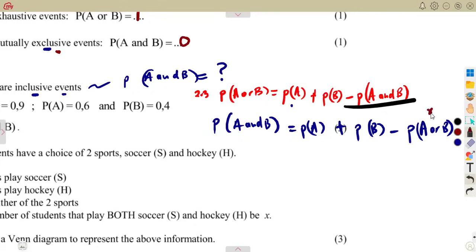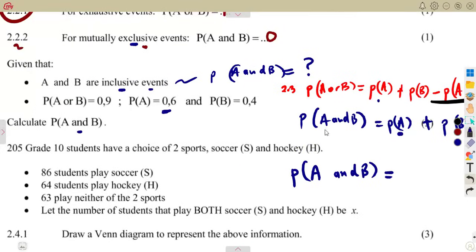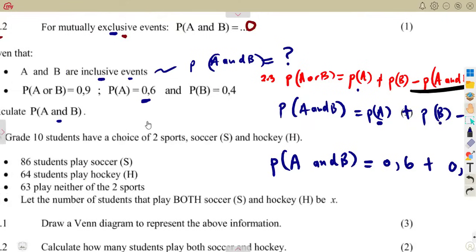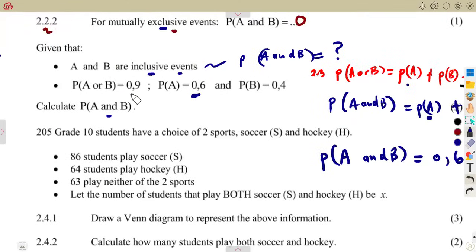So if you have manipulated now to make your P(A and B) the subject like this, you need to simply substitute your values now, which is the probability of what is in A. What exactly is in A? 0.6. The probability of everything in A, 0.6, plus that of what is in B, which is 0.4, minus that of A or B together, A or B, which is what? 0.9.